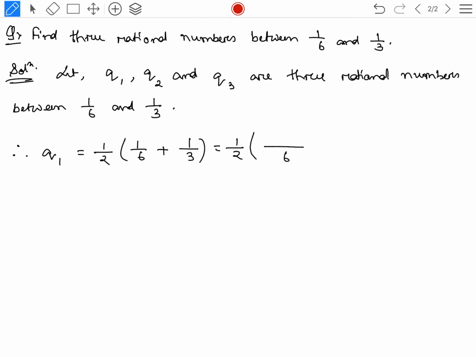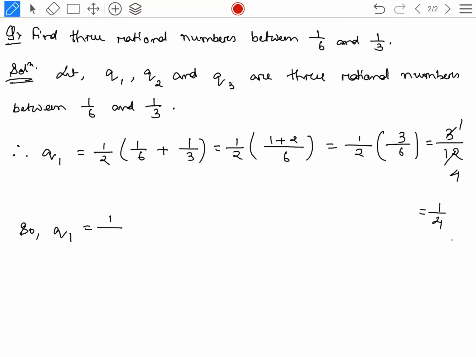Let us solve this one. Half, and the LCM of 6 and 3 will be 6, so 1 plus 2 over 6. Yes or no? So we will get 1 by 2 into 3 by 6. If we solve this one, we will get 3 by 12, because 1 twos are 3... 2 sixes are 12. So we got one rational number, 3 by 12, and this can be reduced to lowest terms, because 3 ones are 3 and 3 fours are 12. So the first rational number is 1 by 4. So q1 is equal to 1 by 4.